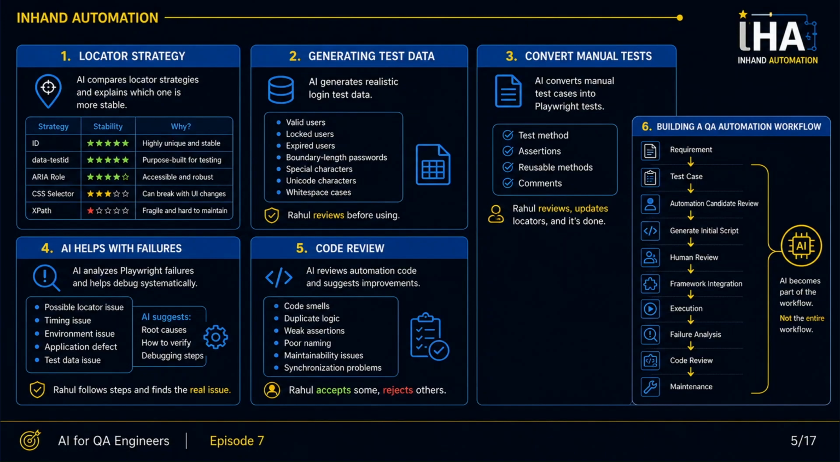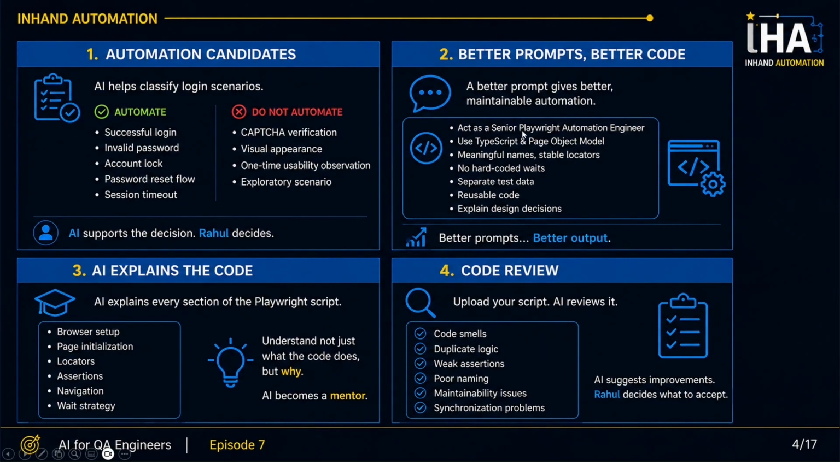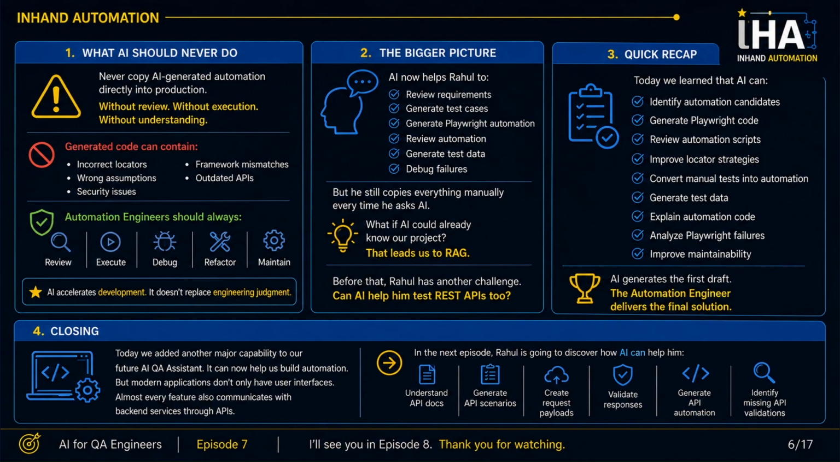So now we understood how we can use AI to generate a test automation script. As you have seen already here, this will be today's reusable prompt and you can save this prompt and use it repeatedly. So let's see what AI should never do.